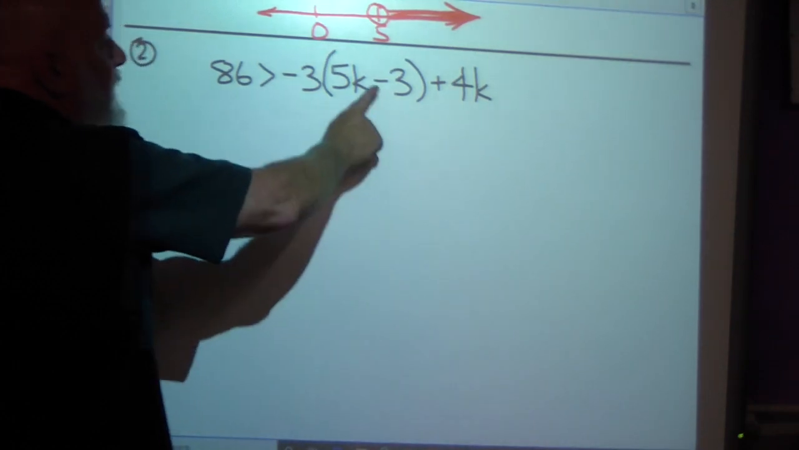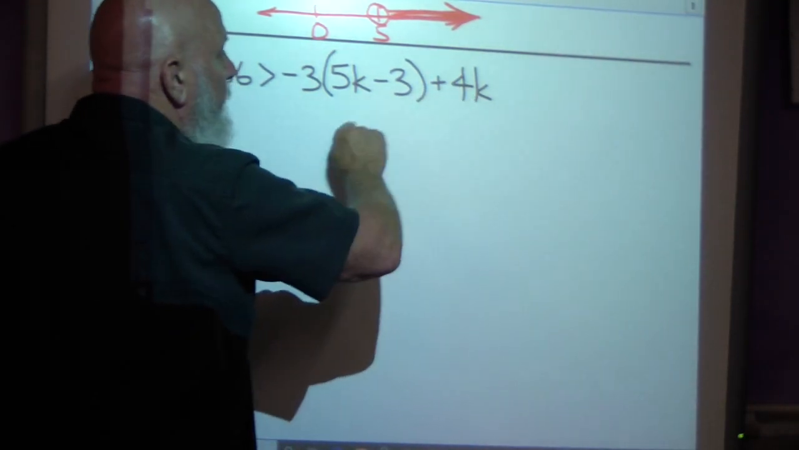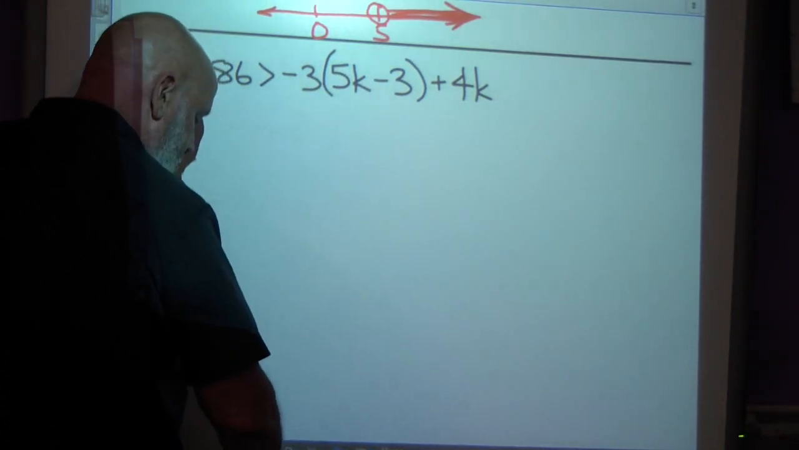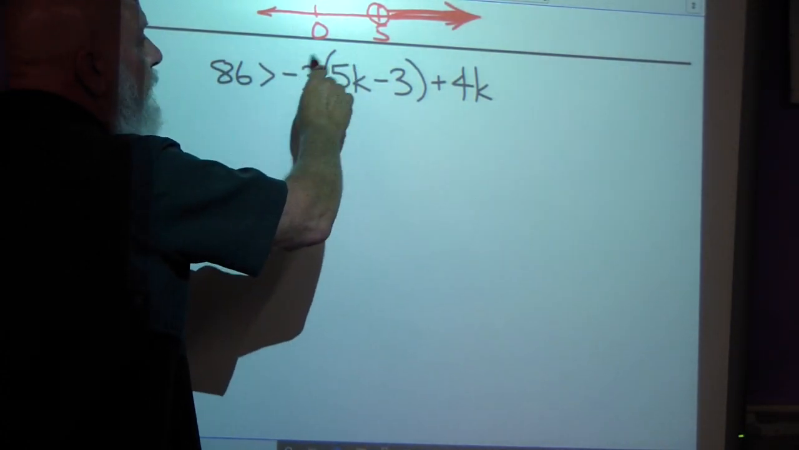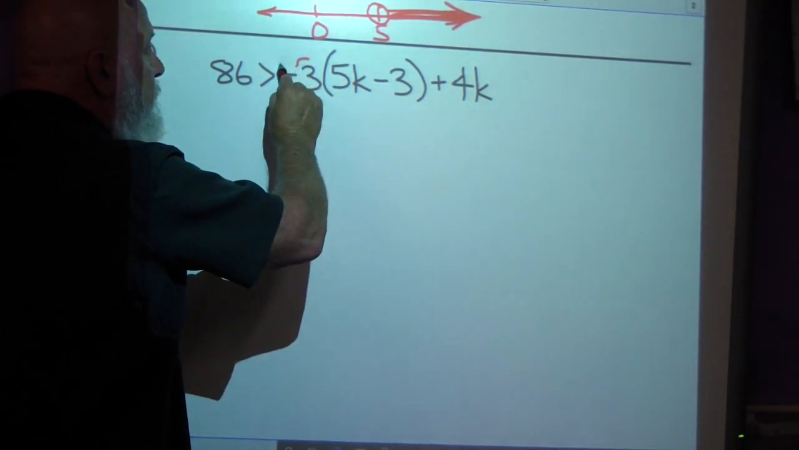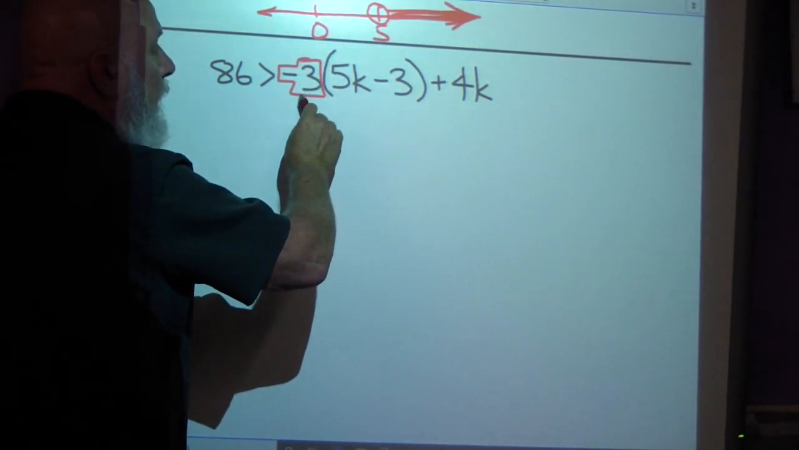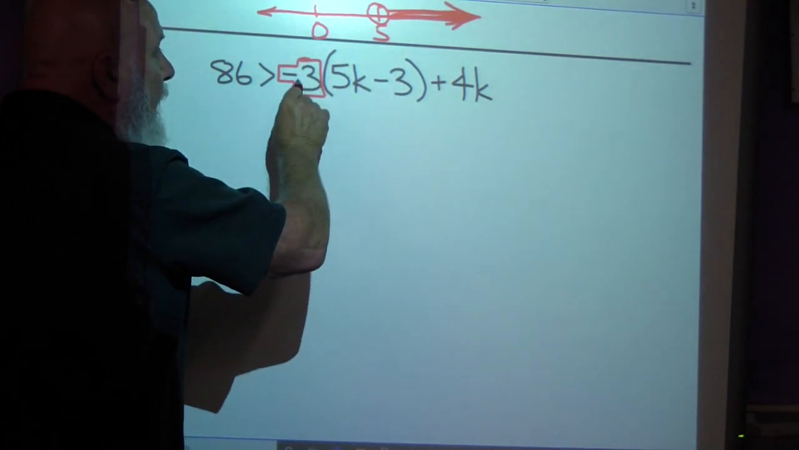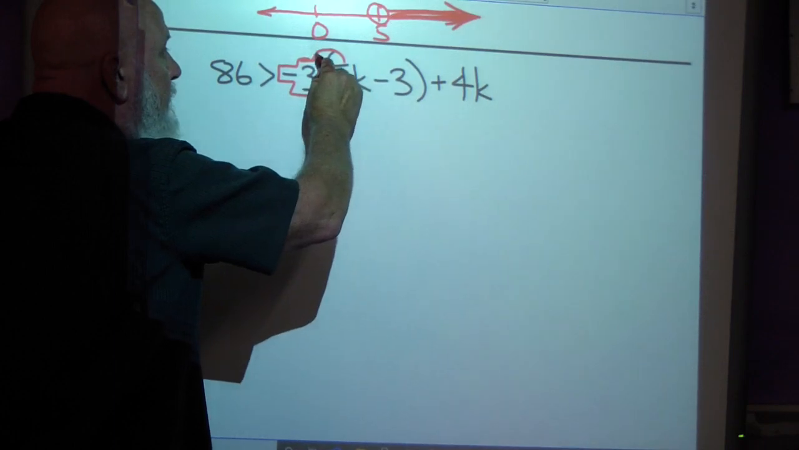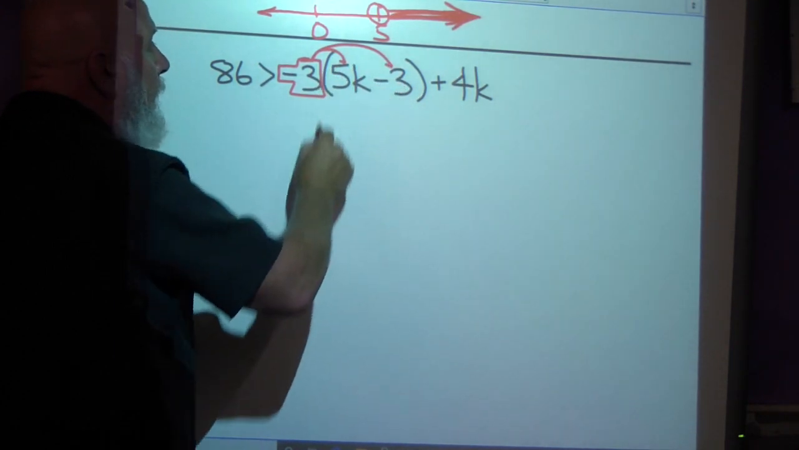So what I'm going to do is I see my variables over here. I've got a couple of them. Before I can combine these like terms, I've got to distribute this -3. So I'm going to open these parentheses and then combine like terms. Remember that when I distribute this 3, I'm multiplying it by both of these, and this negative sign stays with the 3. That's a -3 that I'm distributing throughout that quantity.